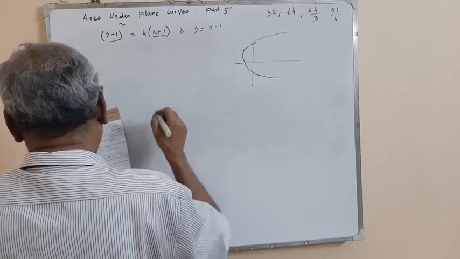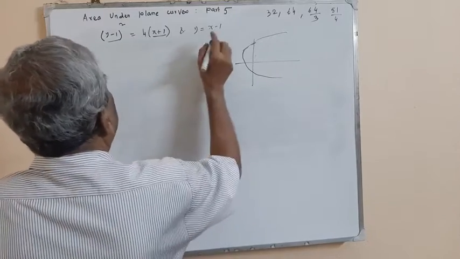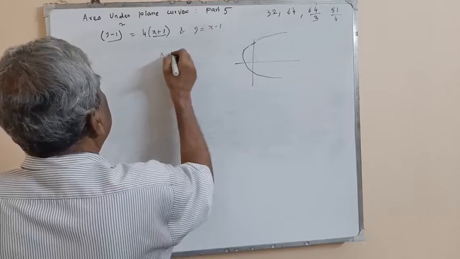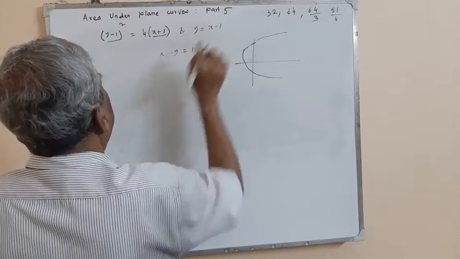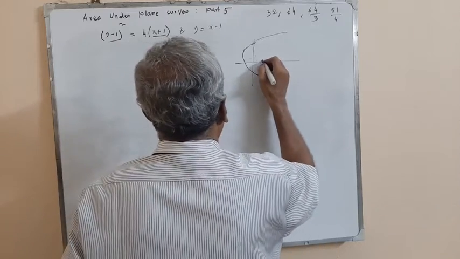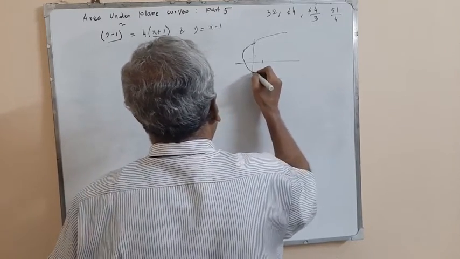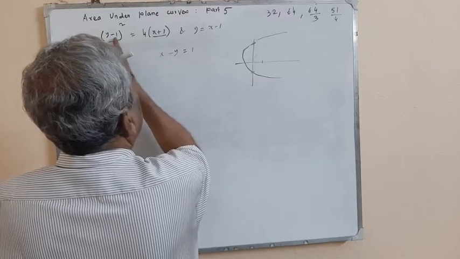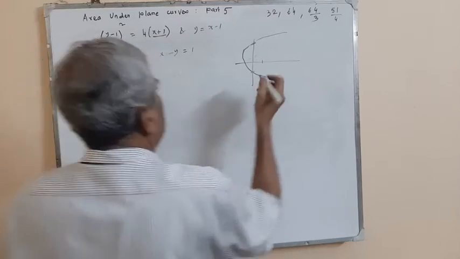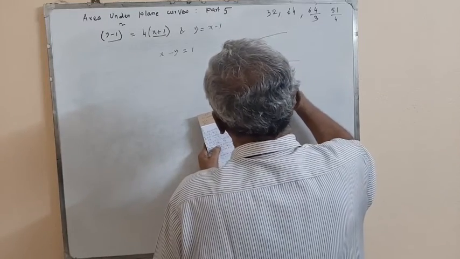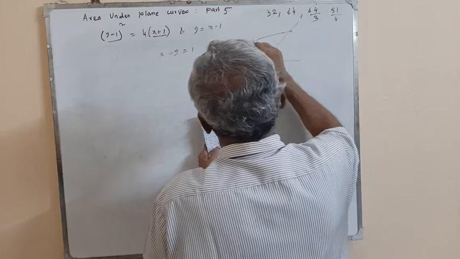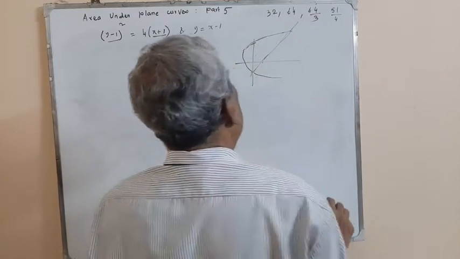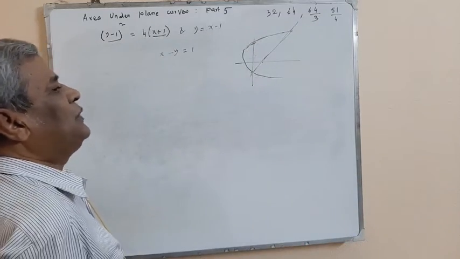And y is equal to x minus 1, it is actually x minus y is equal to 1. When we put x is equal to 0 over here, (y minus 1) whole square is equal to 1, so y is 2 or 0 for that point. So the straight line is like that. This is the straight line and this is the parabola. We have to find the area between these two.